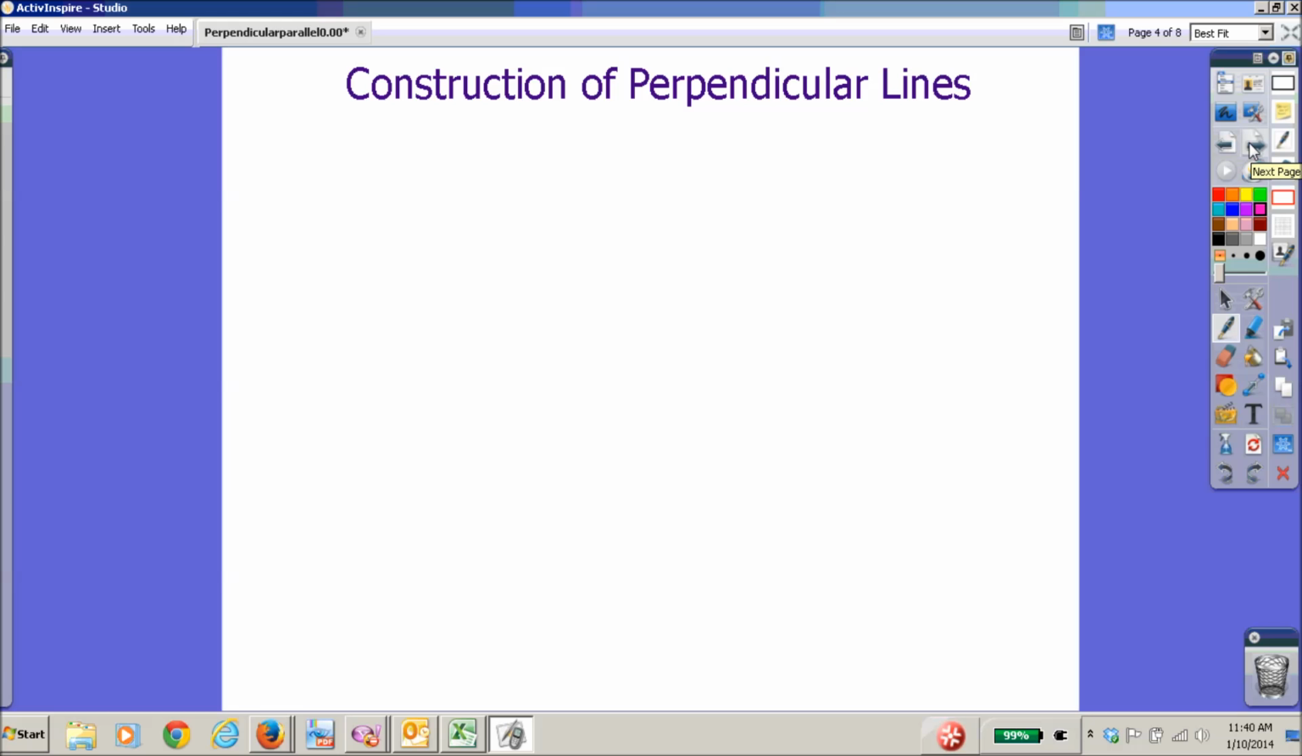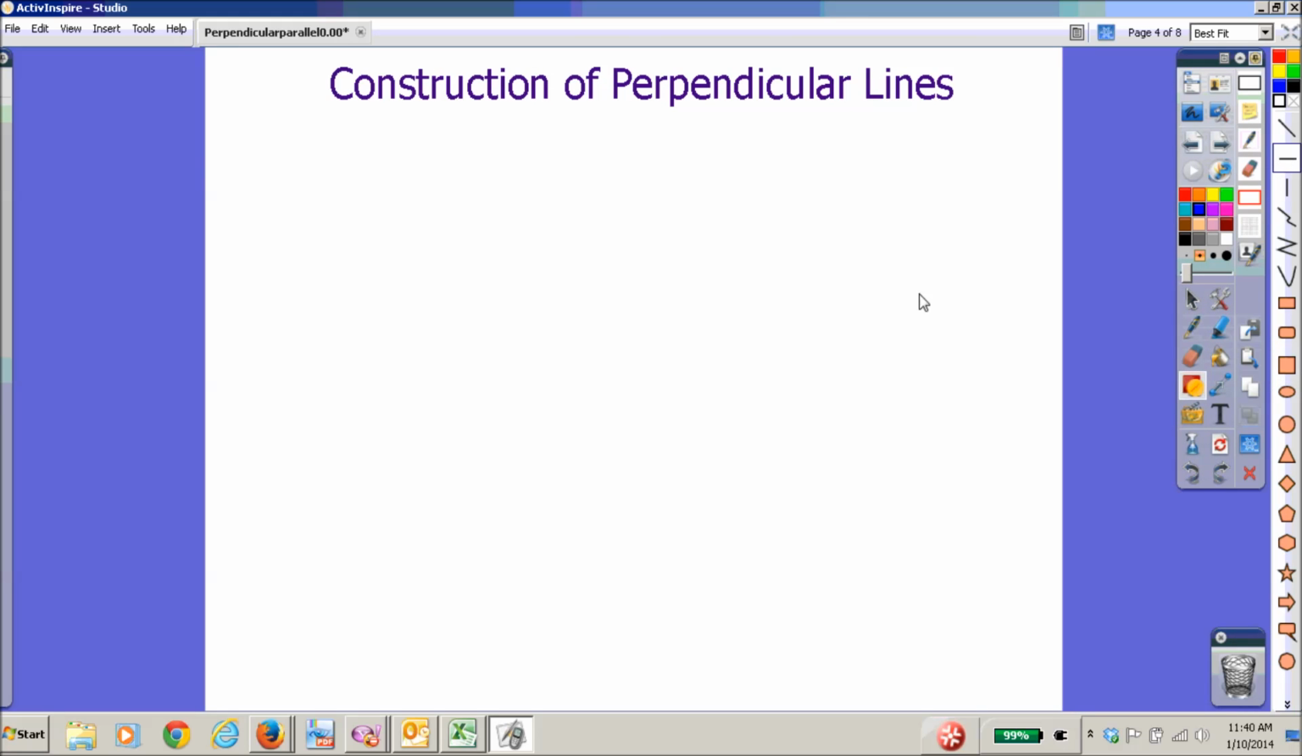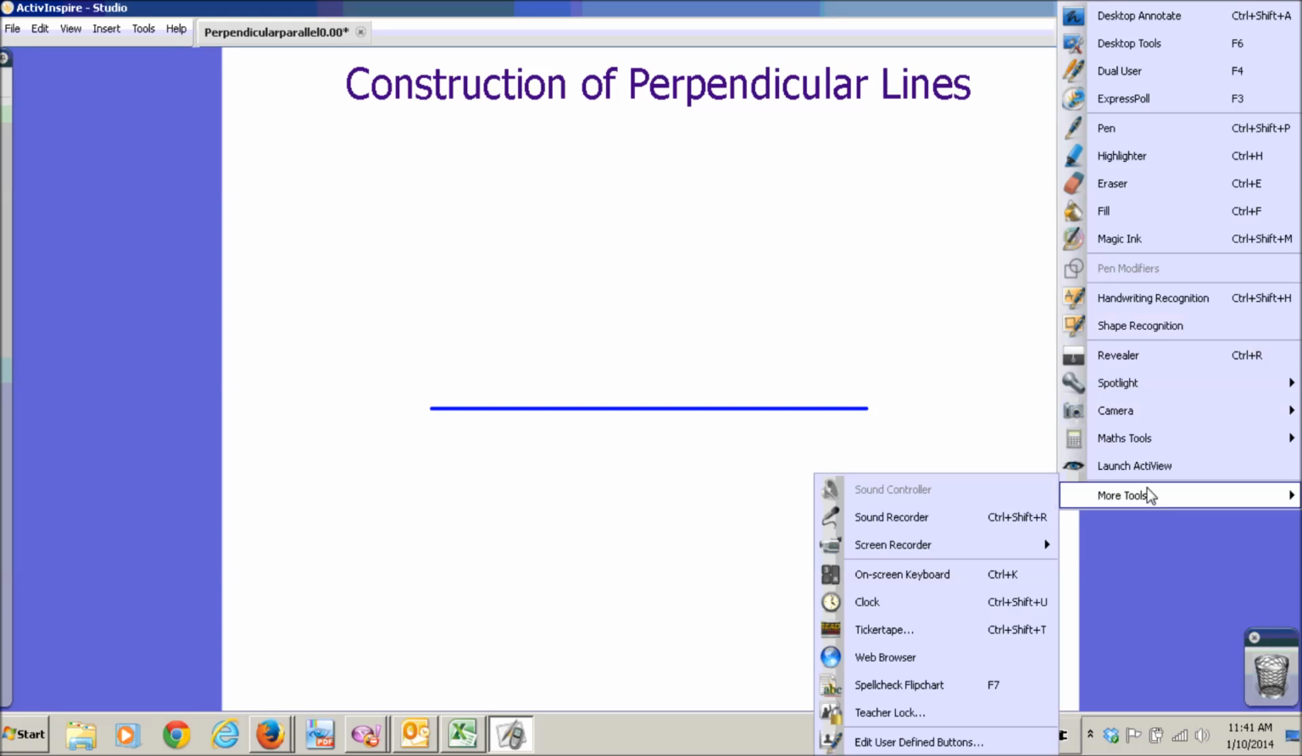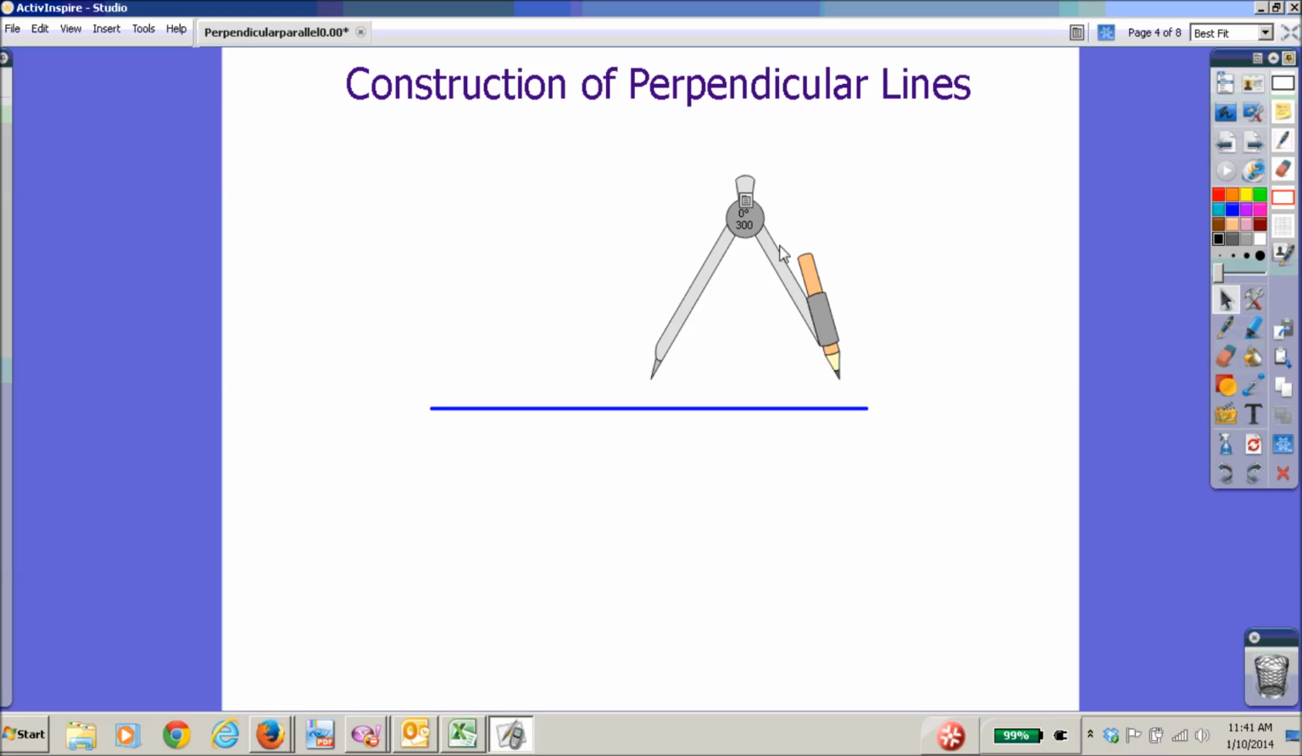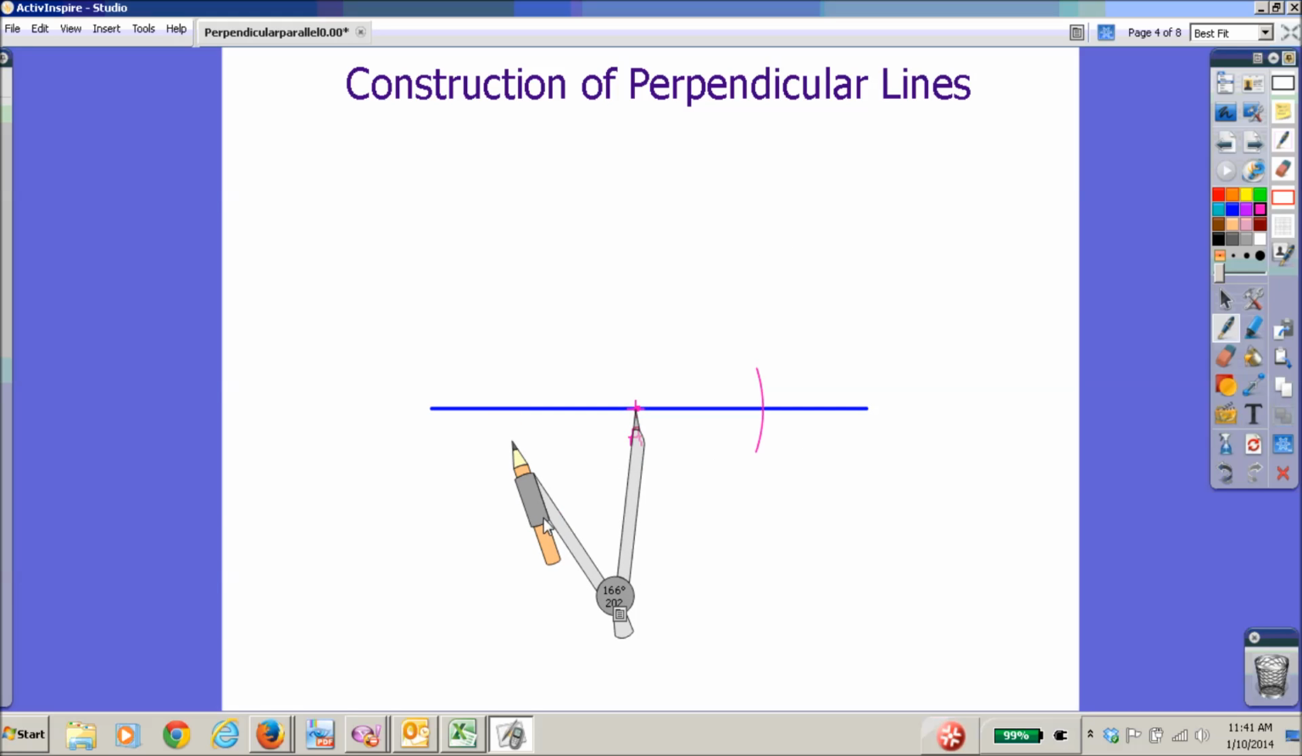So what I'm going to do is construct perpendicular lines, which is very similar to the construction we just did. I'm going to grab a line, and I'm going to grab my compass, which you should all have. I'm going to put a point, let's say A. I'm going to put my compass on point A, and decrease it a little bit just to have room. I'm going to arc on one side, and then rotate an arc on this side. I'm going to call these B and C.